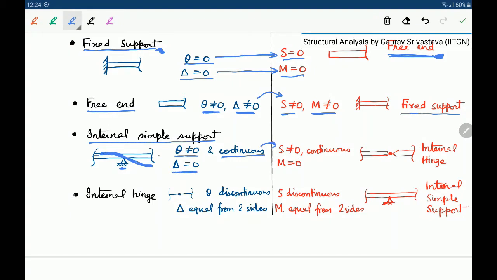So what we want is that the shear force should be non-zero in the conjugate beam but continuous, and the moment should be 0 in the conjugate beam. Okay, and this situation happens with an internal hinge. So an internal simple support of a real beam becomes an internal hinge in the conjugate beam. And vice versa, an internal hinge of a real beam will become an internal simple support for the conjugate beam. Okay, so these are some considerations for supports and ends in a beam.